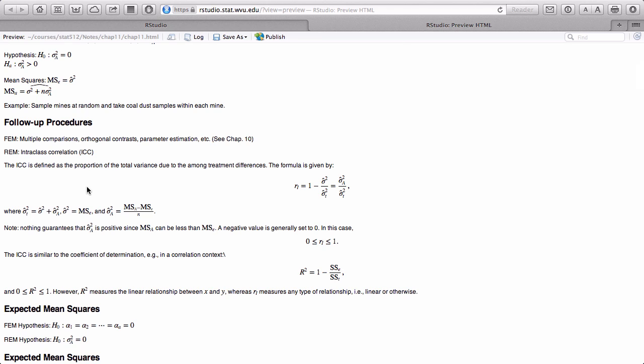But I'm not interested, for the REM models, the random effects models, in those specific alphas. I'm interested in the population of possible alphas. And in particular, I'd like to understand of the total variability, perhaps, how much of that variation is due to the instructor variability.